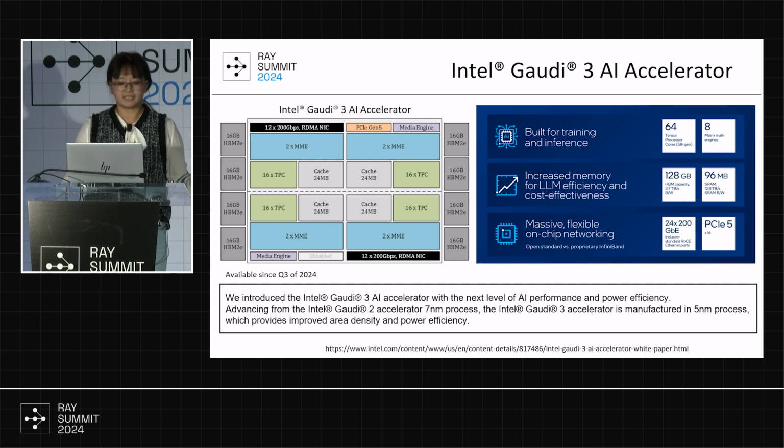As you can see here, for the compute side, we now have 8 MME compute units and 64 5th generation TPC units. And for the memory, we provide 16 HBM, which sums up to 128 gigabytes of device memory, which is super large. You can even run a 70 billion model if you quantize it into FP8. And there is 96 megabytes of SRAM. For the network, we provide 24 times 100 gigabits per second of network bandwidth.